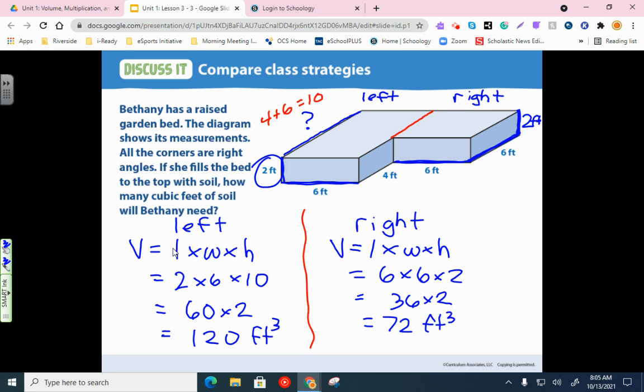And for total volume, you have to add up what we have here. So we're going to have 120 cubic feet plus 72 cubic feet. And that's going to give us 192 cubic feet altogether. So you've got to break it apart, figure out the two different parts, and then recombine your answers to get your final answer. So that's 192 cubic feet.